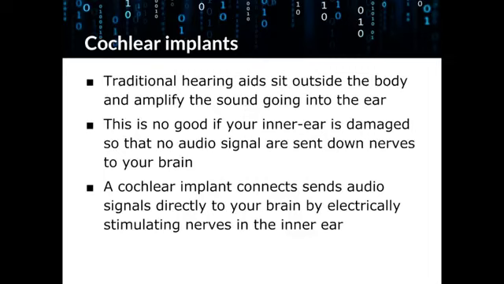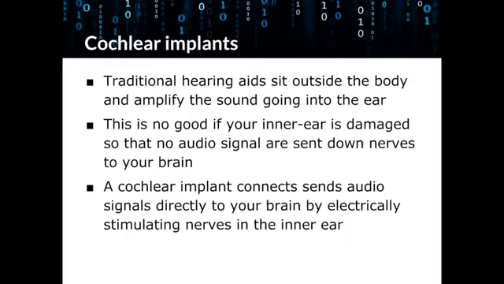Traditional hearing aids sit outside the body and have a microphone and a little amplifier unit, and they amplify the sound that's going into the ear. So basically they're a bit like a digital ear trumpet. They just make things louder. Which is great if you can't hear well, but if you can't hear at all because you've got damaged nerves in your inner ear, then it doesn't really matter how loud the sound going in is. It's not going to make the connections internally, so no sound is going to be sent to your brain through your auditory nerves.